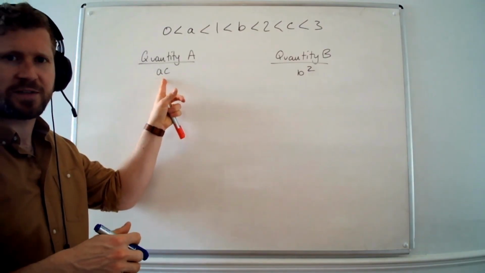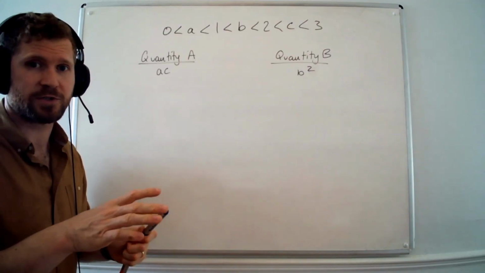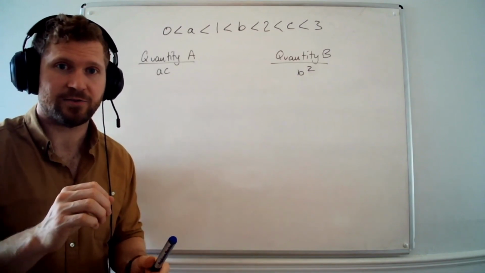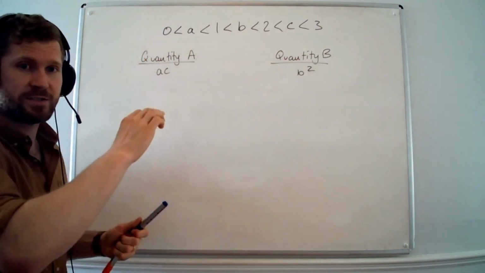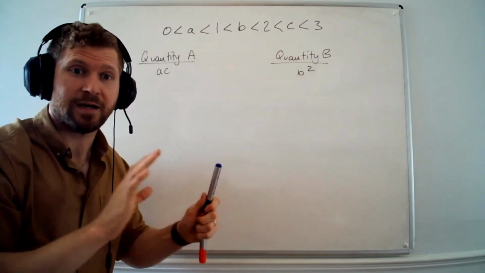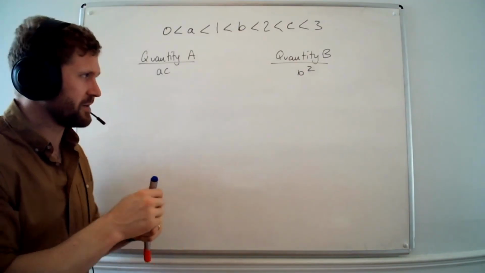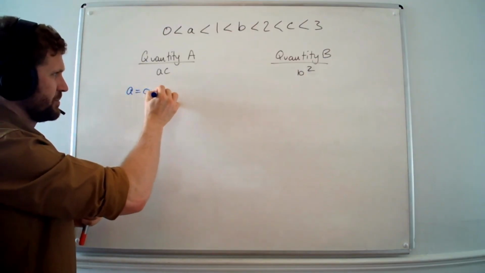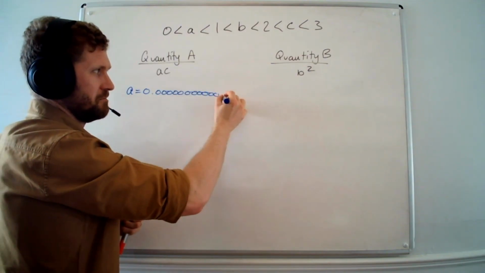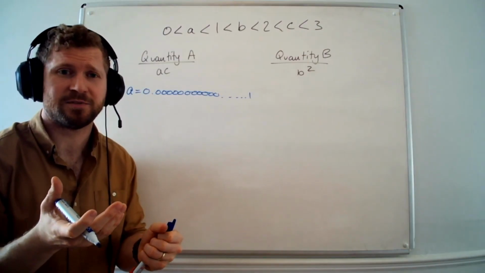So I'll look at this left-hand side first, quantity A, and first of all, I want to make AC as small as possible. Now, the first thing I'm going to do is select a value of A in order to do that. Now, A is bigger than 0. So what I'm going to do is make A basically 0. I know it's not. A is not 0. It can't be 0. A must be bigger than 0. But if I say that A is 0.0 and I just keep drawing zeros for a while, it's so close to 0 that it doesn't really matter in terms of the arithmetic.